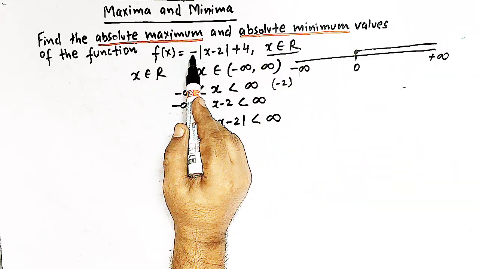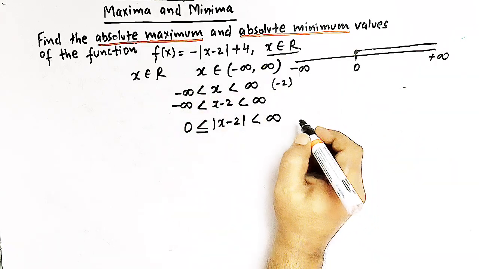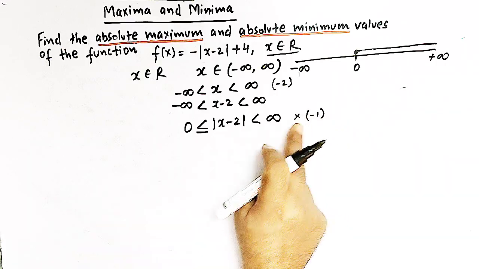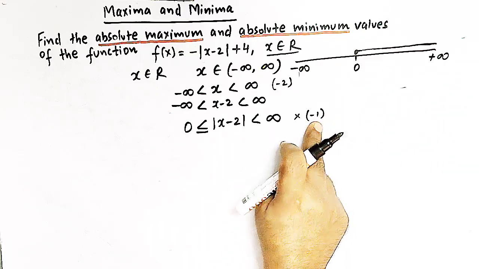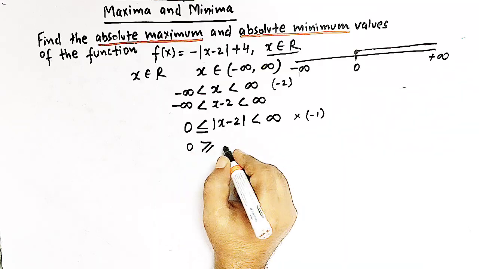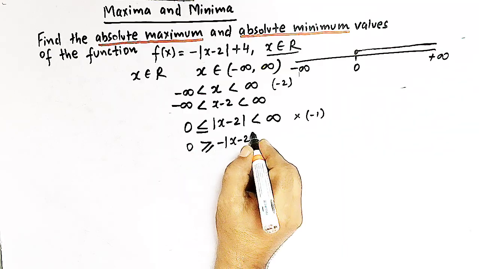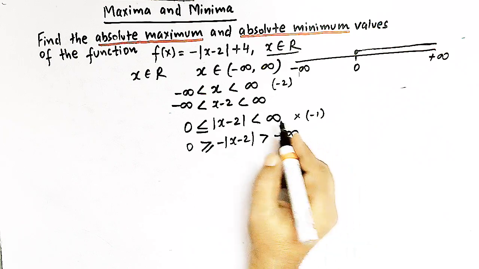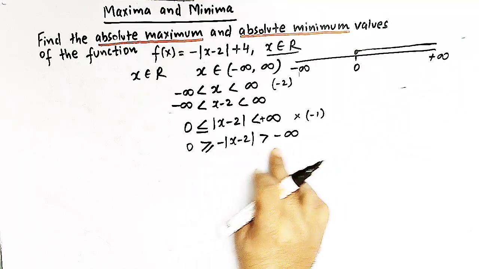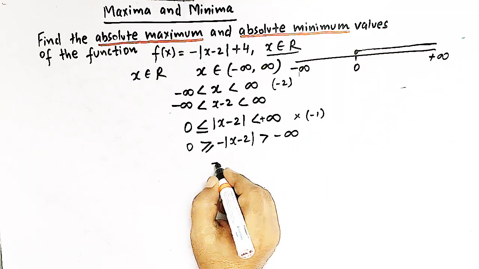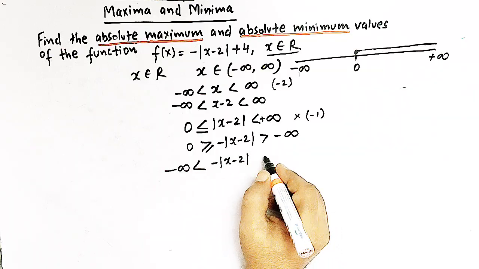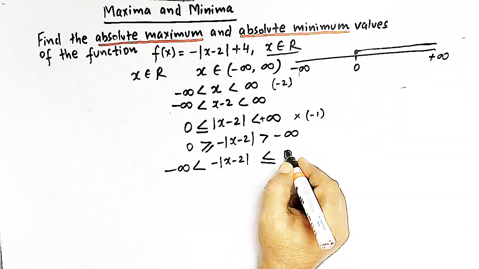So now here we have a negative of mod of x minus 2. So let us multiply this inequality by negative 1. When we multiply this inequality throughout by negative 1, the direction of the inequality gets reversed. So here we have 0, here we have negative of mod of x minus 2, and here we have minus infinity, because here we have plus infinity, right? Okay, so now we can also write this inequality as negative of mod of x minus 2 is greater than minus infinity but less than or equal to 0.